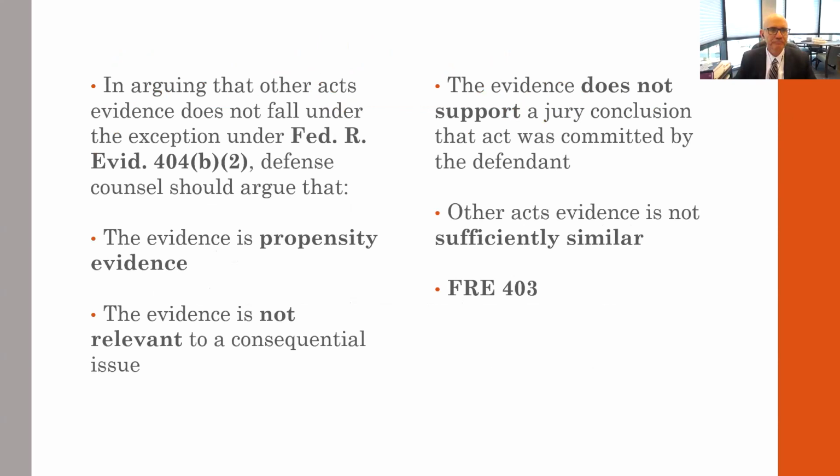Now, a couple of arguments here. If we were faced with an issue of 404(b) prior bad acts, there are several arguments that we can raise. One is that the evidence the government is trying to present is nothing but propensity evidence, that the evidence is not relevant, that the evidence does not support a jury conclusion that the act was committed by the defendant, and more importantly, that it's not sufficiently similar. That last one is probably where we can get the most traction.